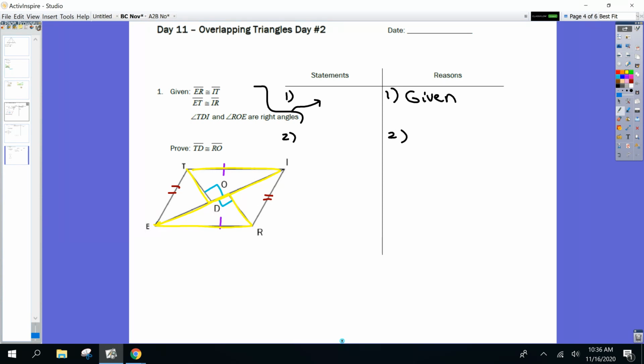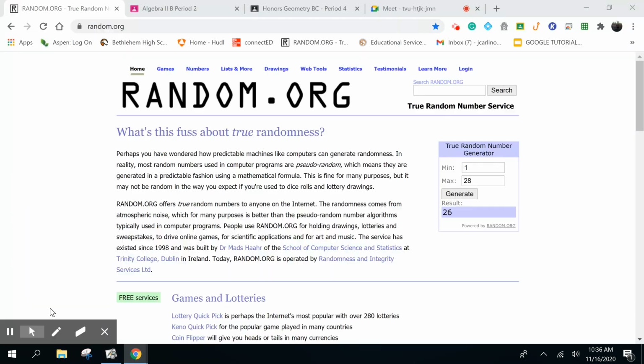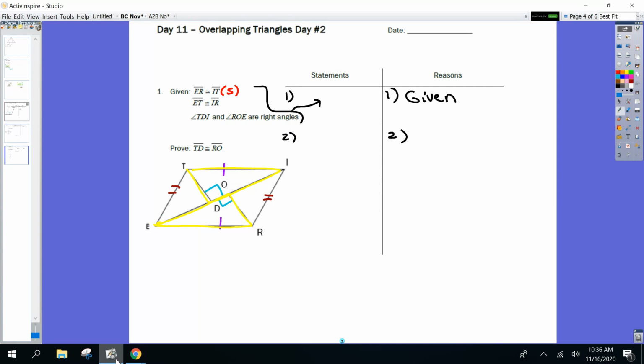All right, so I have a pair of sides already. I gave you a pair of sides in IT and ER. Still need to say what, though, so I can get a pair of angles. What do I still need to say? Ellie, what do I still need to say to get a pair of angles? Good job, Ellie. Here we go. Angle TDI congruent to angle ROE. All right angles congruent.